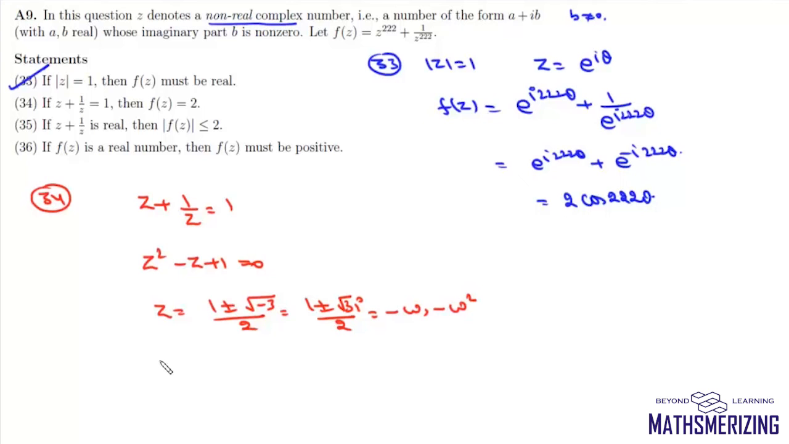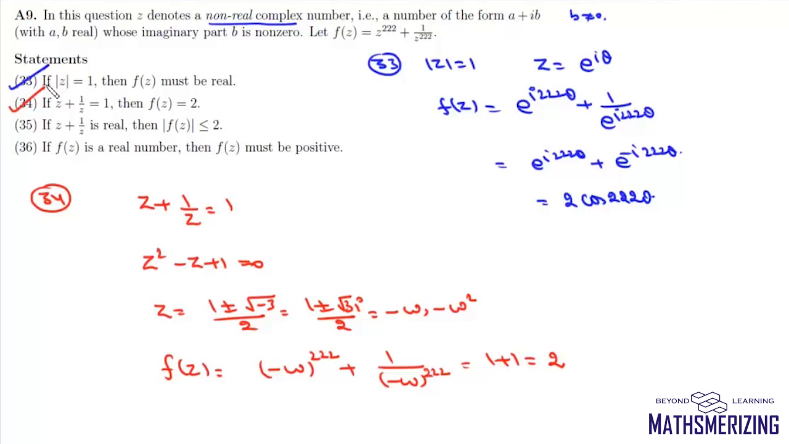Now if we find, f(z) will be minus omega to the power 222 plus 1 upon minus omega to the power 222. Now 222 is an even number and is a multiple of 3. So this value will be 1 plus 1, which is 2. And the result will be the same for minus omega square also. That means this statement 34 is also correct.